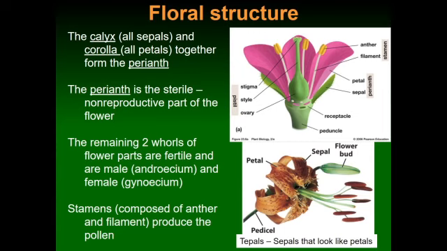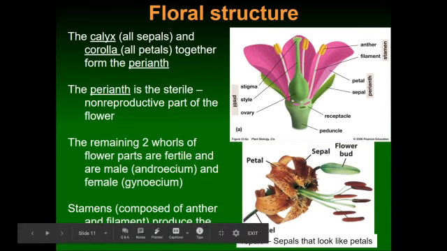So the perianth is sterile. This is the non-reproductive part of the flower. You can rip it off and the flower will still function effectively in most cases. There's a few examples where these can get fused to some of the reproductive parts. But the perianth is basically just for advertising the presence of the flower, for getting pollinators to show up.